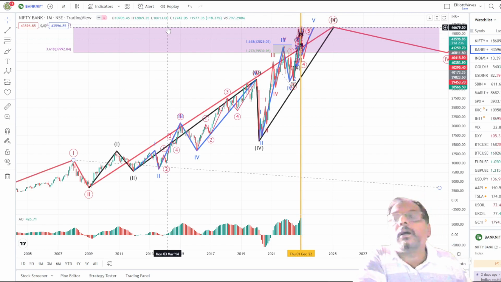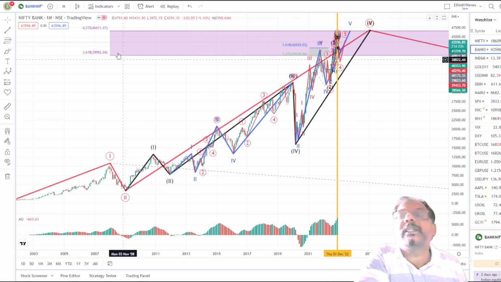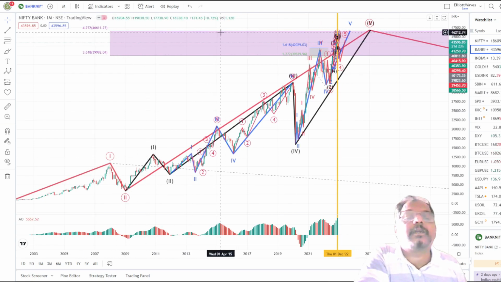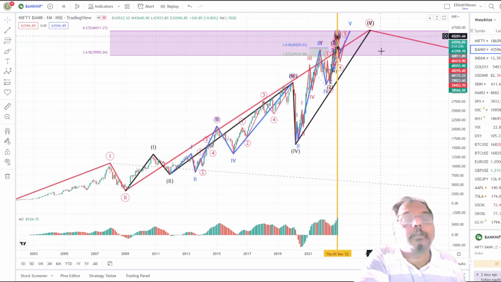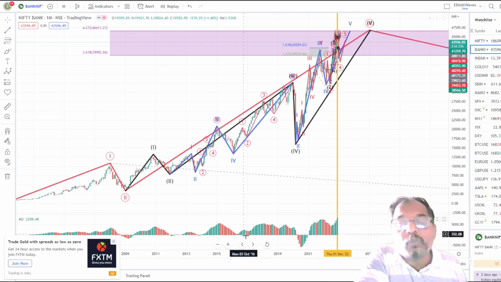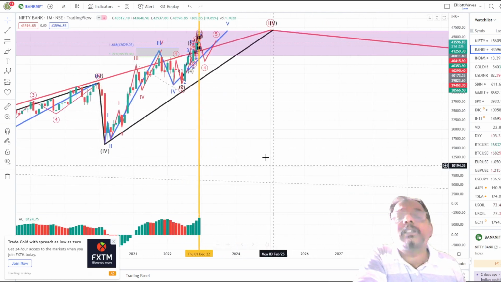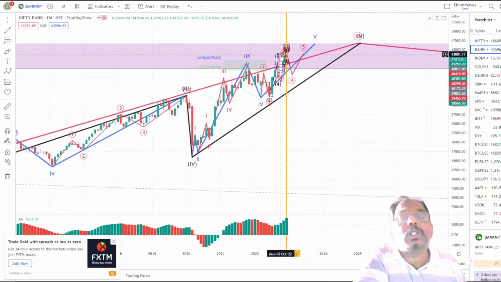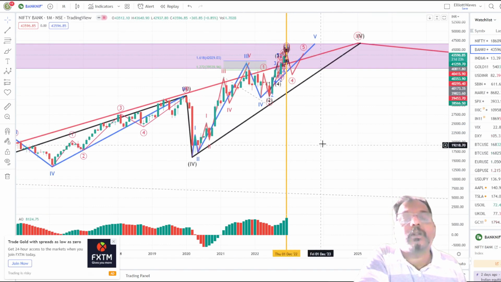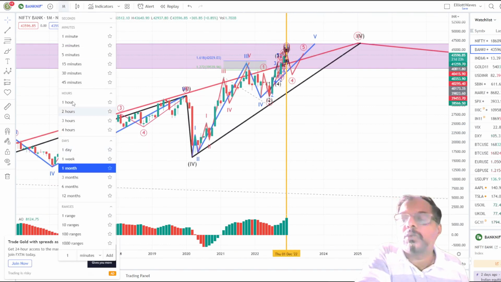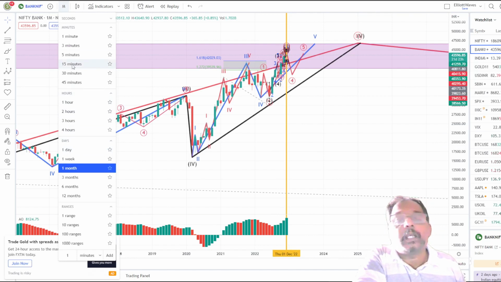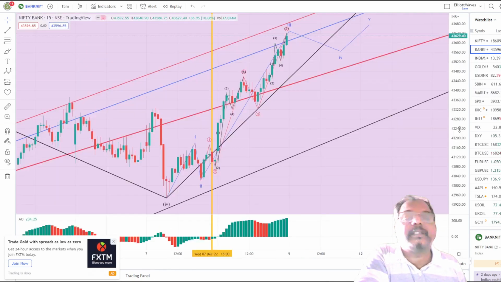Okay. So that 46,600, 700 level is going to be acting as a fair bit of resistance for Bank Nifty. Okay, why? Because I am able to see a lot of references where we are on the fifth wave. Okay, so let's go to the detail level and try to say where exactly we are.